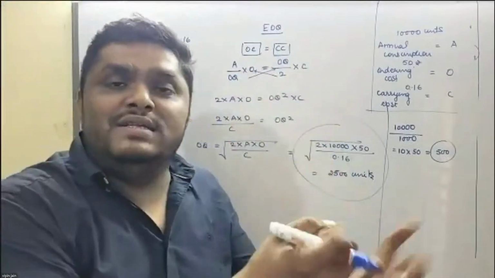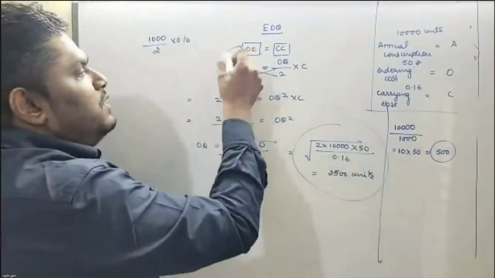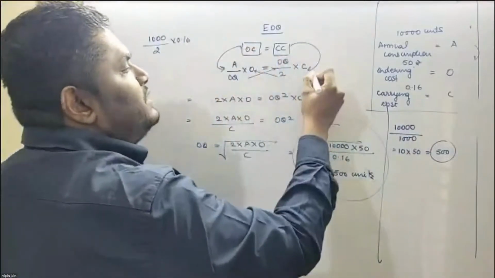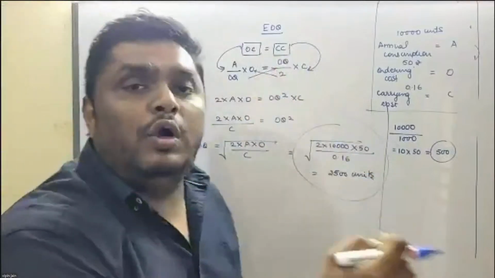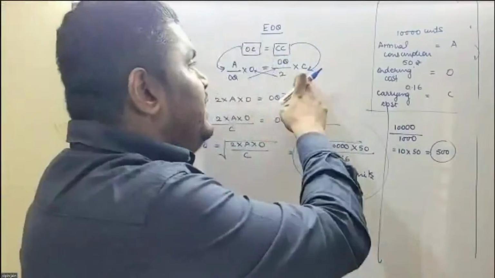So annual consumption divided by order quantity into O is my ordering cost. And carrying cost is OQ divided by 2, that is the order quantity divided by 2. We calculate the average order quantity into C.